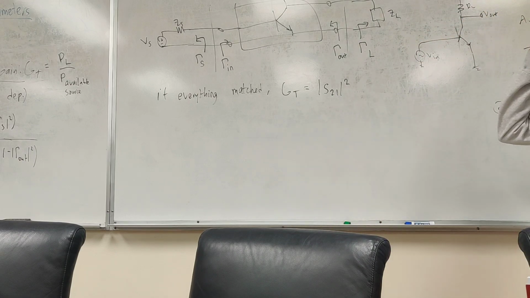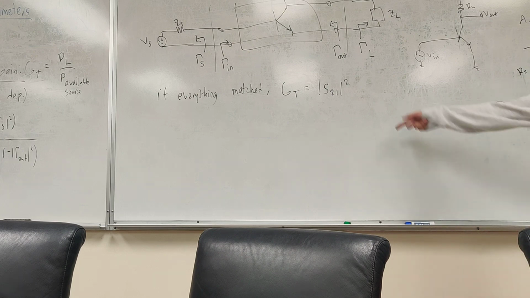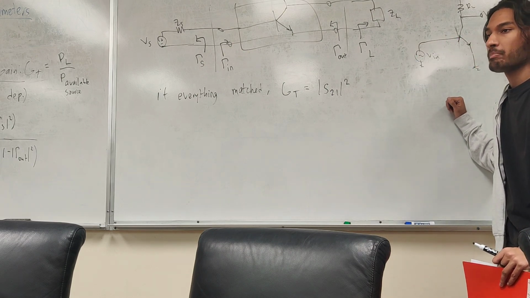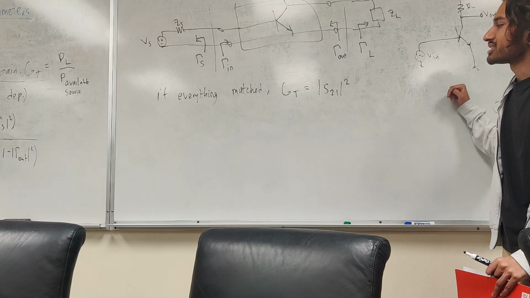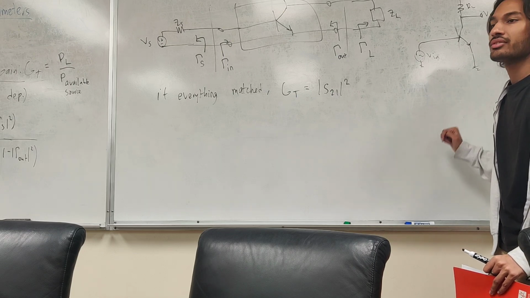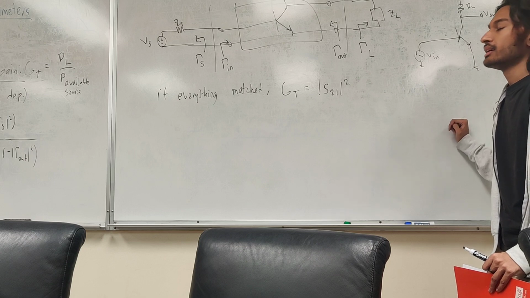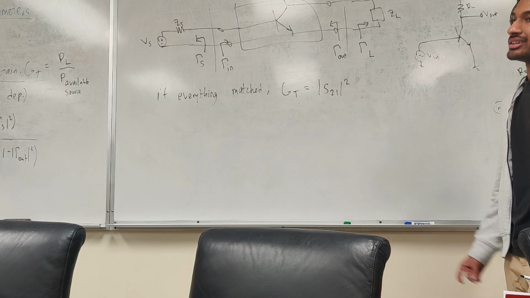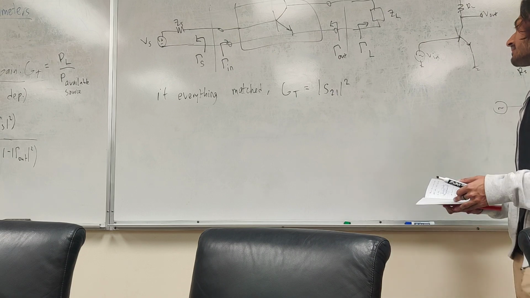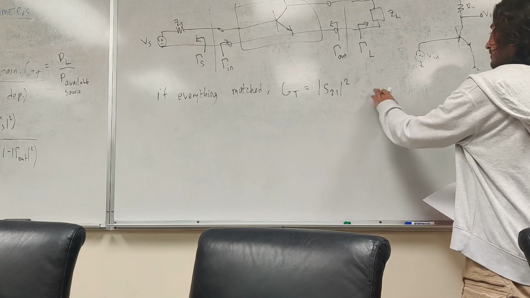Now you remember before when I talked about S parameters, S21 is a voltage quantity. And we are squaring it. Squaring voltage and we are getting a power gain. That thing's kind of weird. What's happening is the assumption is everything's terminated in 50 ohms.